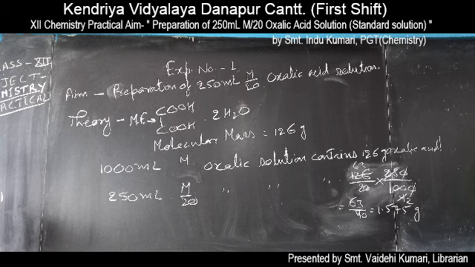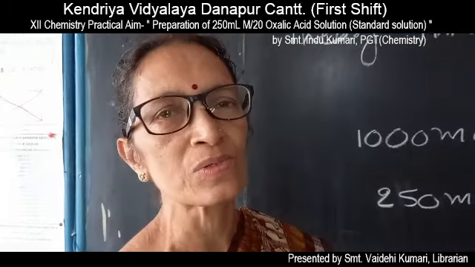I am going to explain chemistry practical of class 12. Experiment number 1: Preparation of 250 milliliter M by 20 oxalic acid solution. This is the standard solution. I am going to prepare, demonstrate and explain about 250 milliliter M by 20 oxalic acid solution.